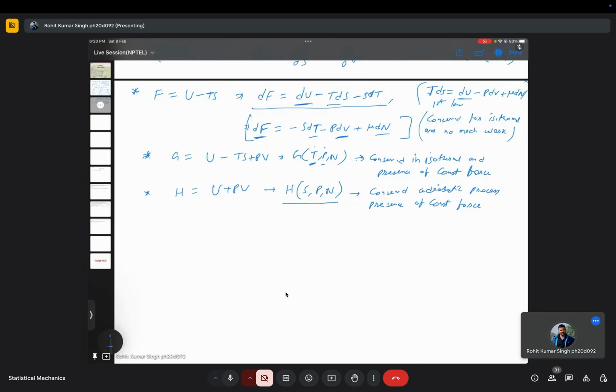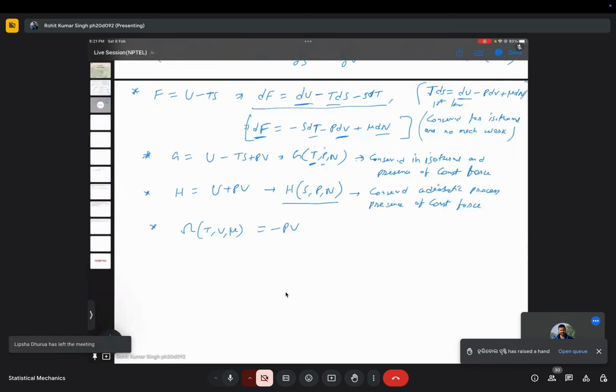And yeah, that is all for now. Also, there is something called grand potential, which is a function of temperature, volume, and chemical potential, and this is given by just minus PV, okay. And as you can see, since it depends on temperature, volume, and chemical potential, this is conserved.